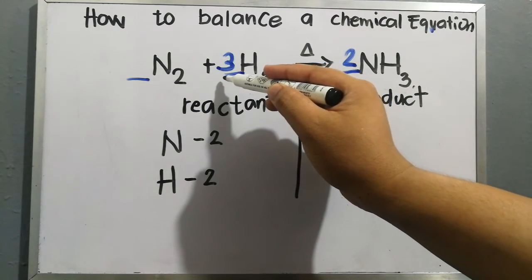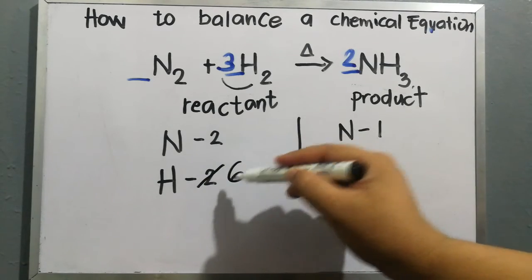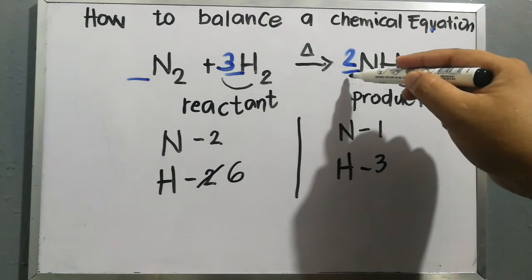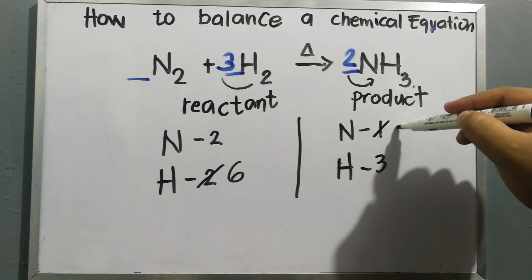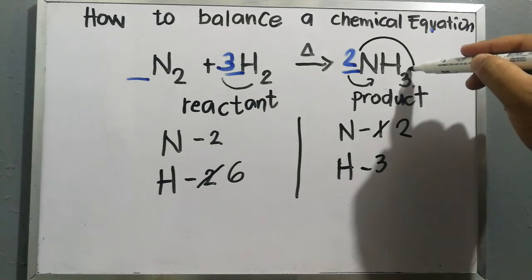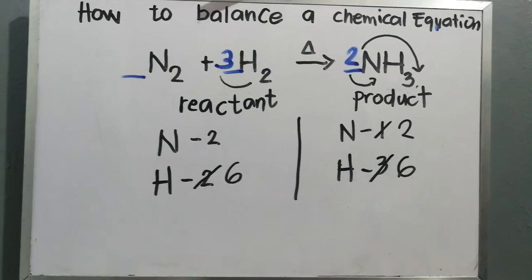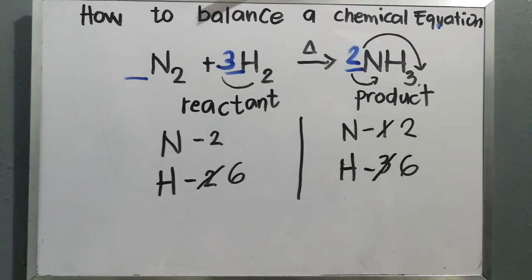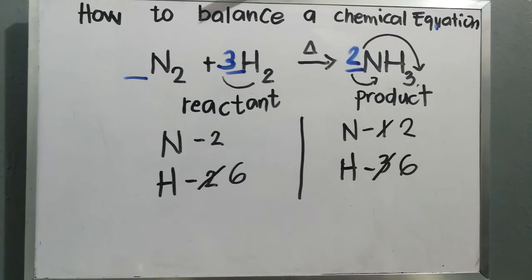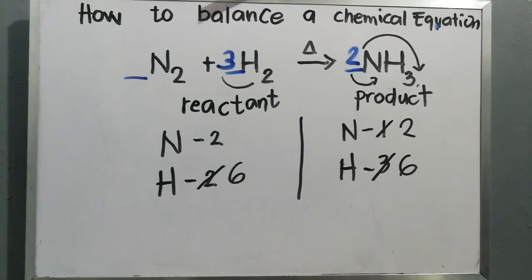2, 3 times 2 is 6. 2 times 1, because it is invisible, and then 2 times 3. Okay, as the final answer, N2 plus 3H2 yields 2NH3. So it is already balanced.